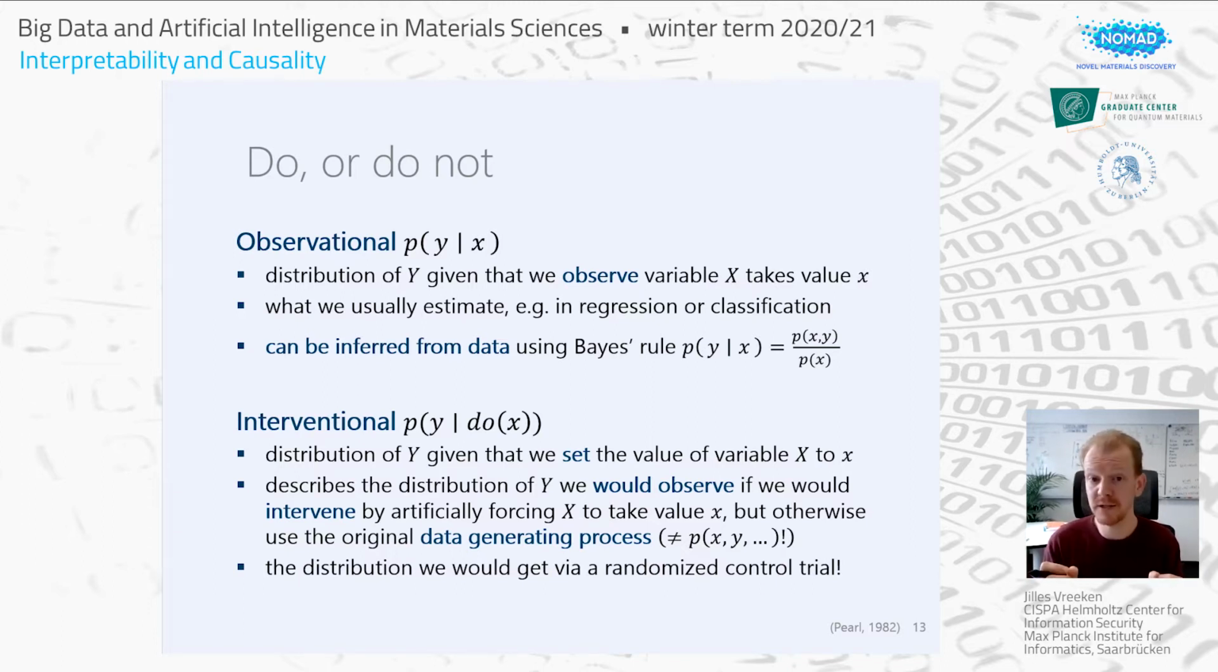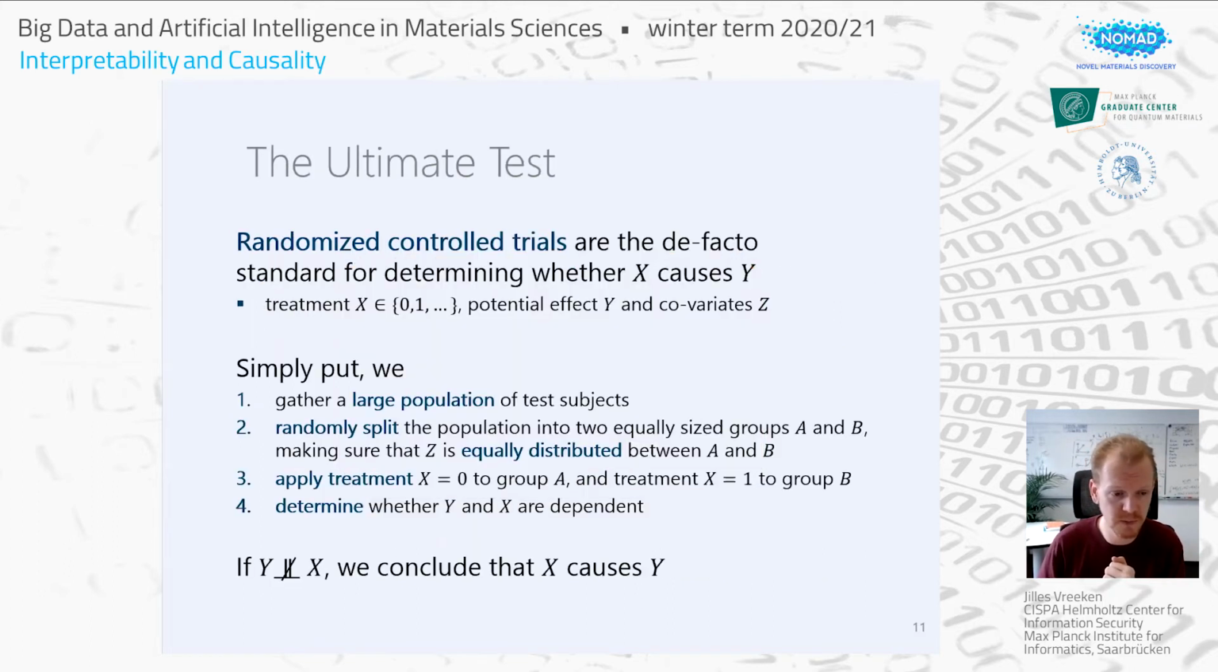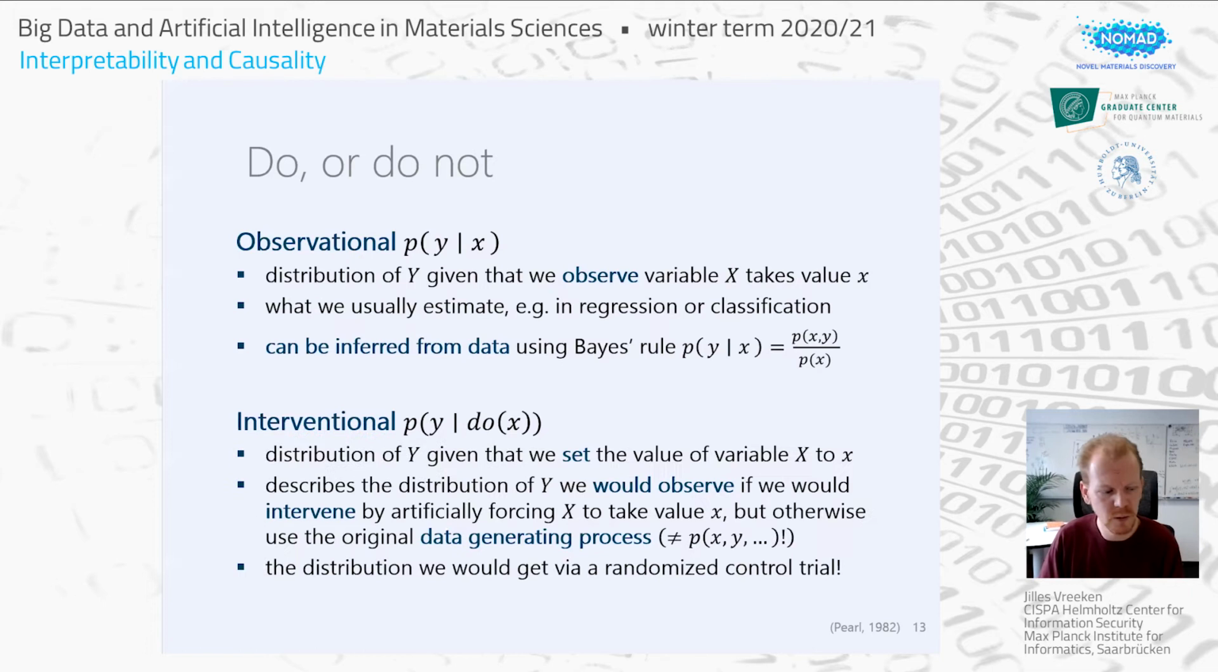Now, that is coincidentally the same thing as we get through a randomized controlled trial. What we do in a randomized controlled trial is see if this Y and X are dependent or not. Actually, what we do is compare the two interventional distributions. If those interventional distributions are unequal, then by actively intervening, we really changed something in Y. It's the only explanation. Okay, good.